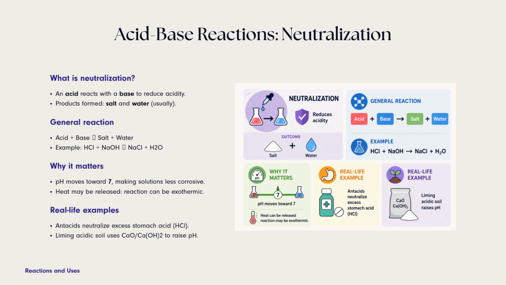Why does it matter? pH moves towards 7, making the solution less corrosive. Heat may be released, the reaction can be exothermic. Real life examples: antacids neutralize excessive stomach acid, and liming acidic soil. Use CaO or Ca(OH)2 to raise pH.